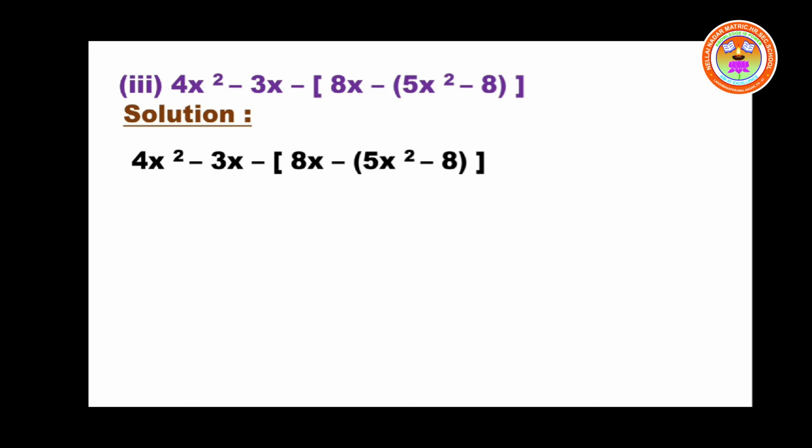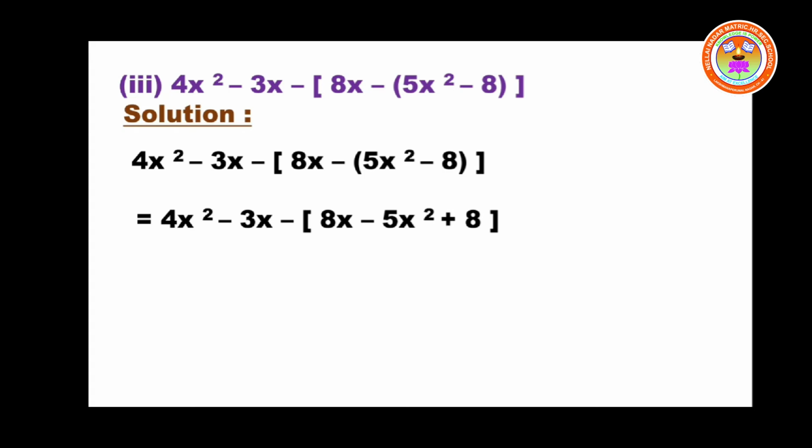4x² − 3x − [8x − (5x² − 8)], which is equal to, let us remove the inner bracket, that is 5x² − 8. So outside the bracket you have minus. As I already taught you before, if the negative sign is present, the sign of the expression or term present inside the bracket will get changed. See here, minus 5x², then minus into minus, plus 8 you will get.